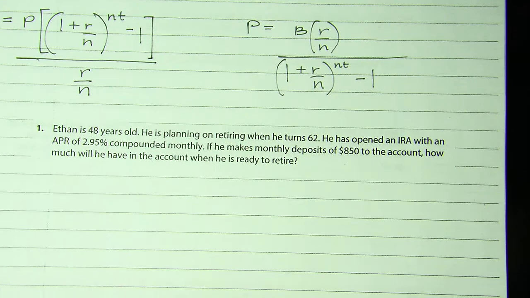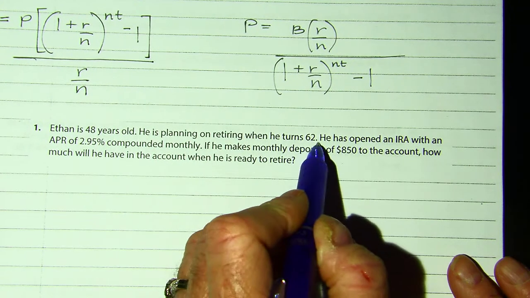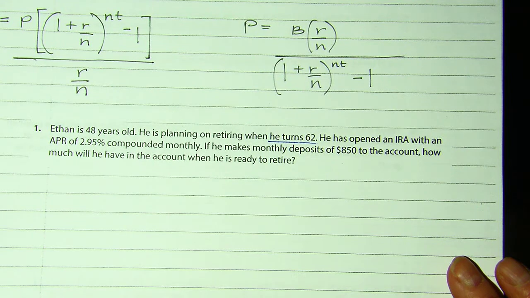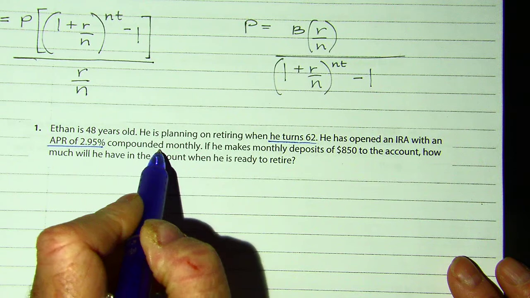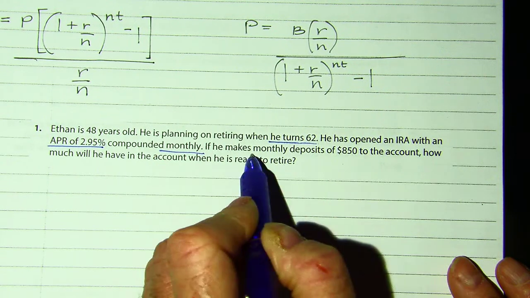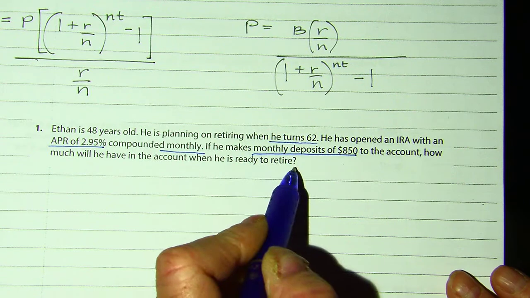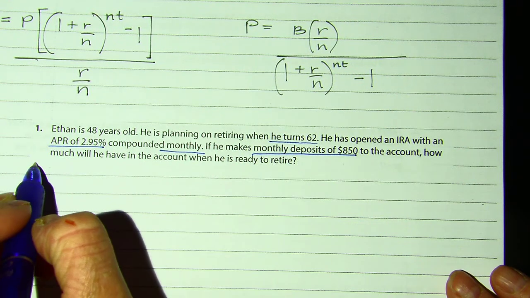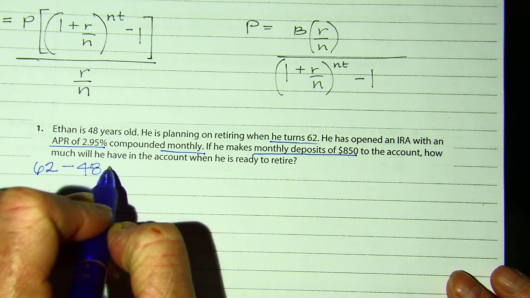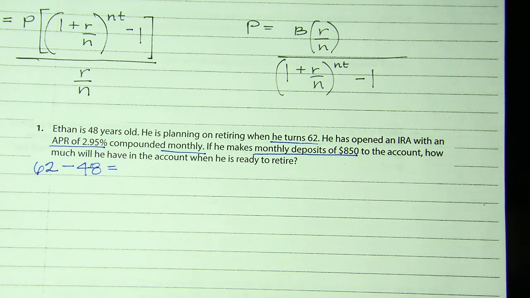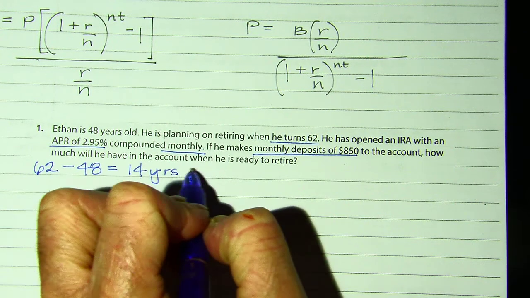So number 1, Ethan is 48 years old. He's planning on retiring when he's 62. He opens an IRA with, here's our rate, compounded monthly. He makes monthly deposits of $850. How much will he have in the account when he's ready to retire? Well, if he wants to retire when he's 62 and he's 48 now, we needed to determine the number of years. So if I subtract that, I get 14 years.